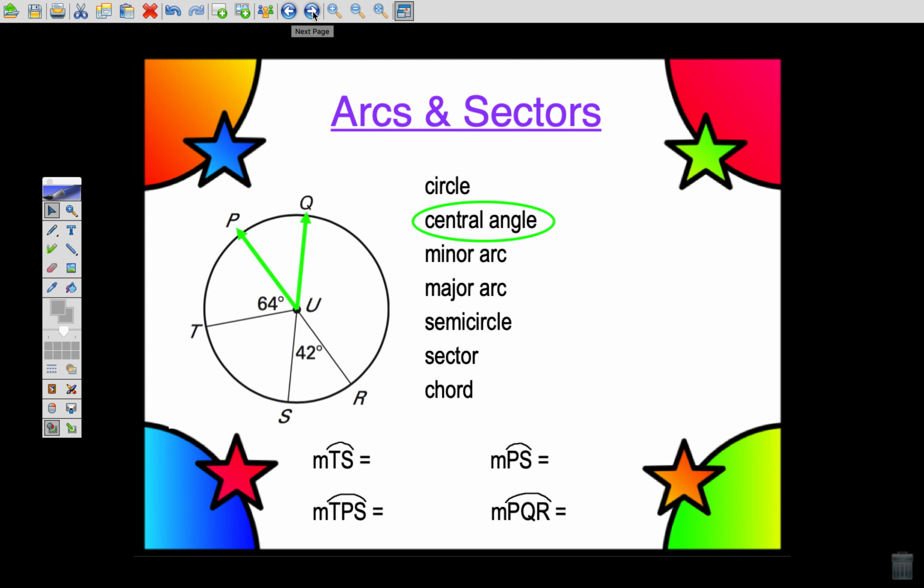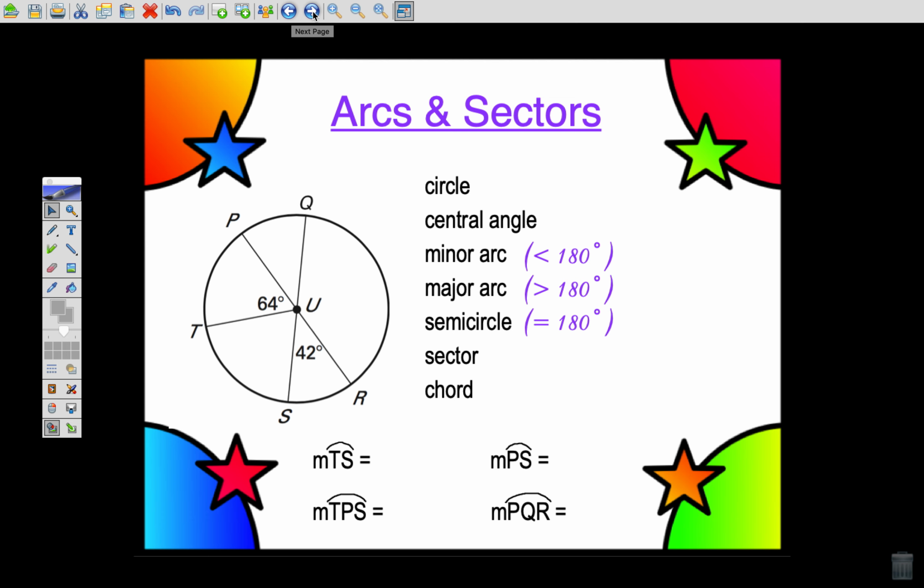Central angles are simply angles whose vertex is the center of a circle. There are three kinds of arcs. Minor arcs are less than half of a circle. Major arcs are more than half of a circle. And you guessed it, semicircles are exactly half of a circle. This idea is very close to acute, obtuse, and right angles. You just kind of substitute the number 180 instead.